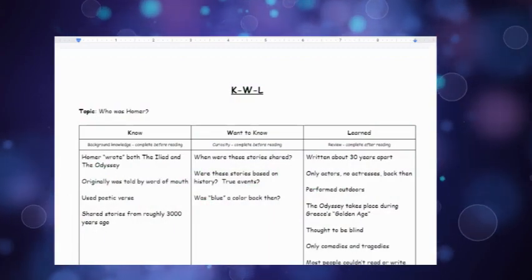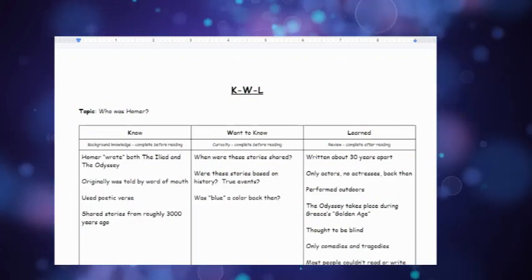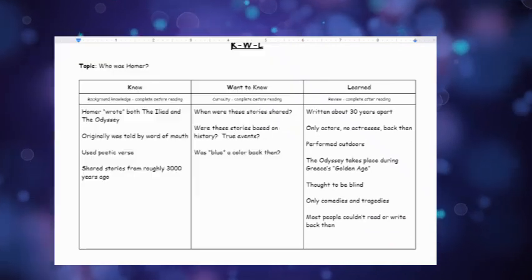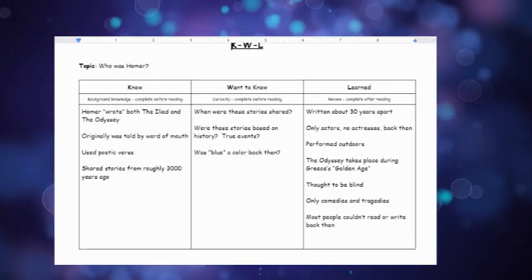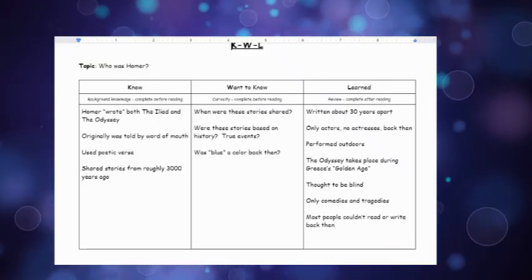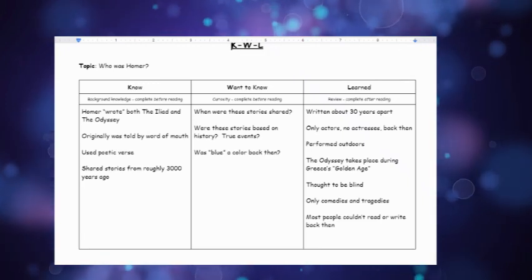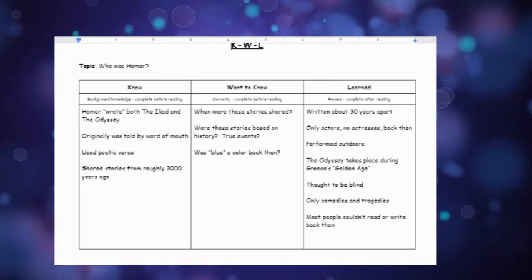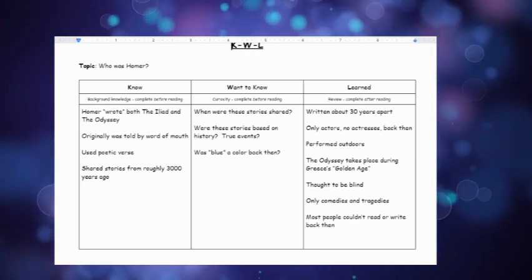All right, students, now that you have read both articles, I want you to go back to the KWL and fill in that learned part. You can see here a few things I added was that the Iliad and the Odyssey were written 30 years apart, that there were only actors and not actresses back then. These would have been performed outside. That this takes place during Greece's Golden Age.